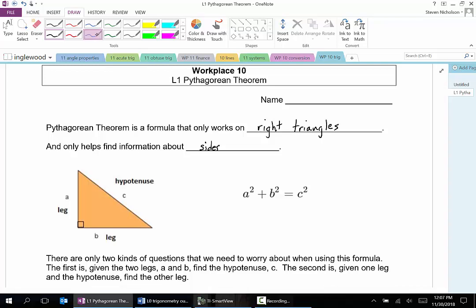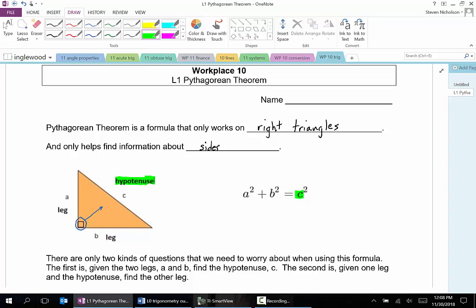Remember, the hypotenuse is the longest side of a right triangle. Remember, the hypotenuse is opposite the 90-degree angle, and that little square represents the 90-degree symbol. The hypotenuse in the formula is labeled C. Again, the hypotenuse is special. It's opposite the 90 degrees, and it's the longest side. So in the formula, it's special, and that is by itself.